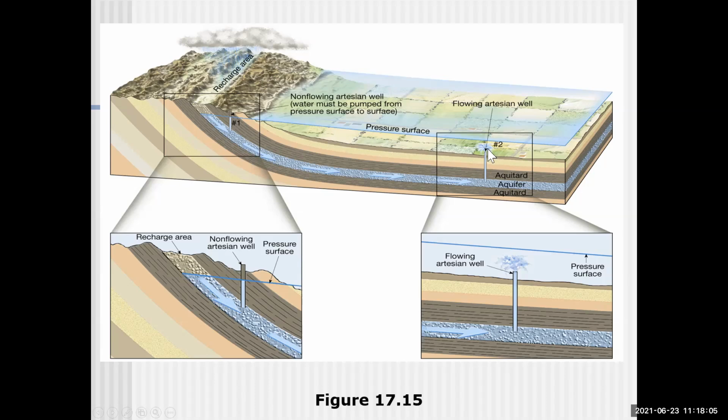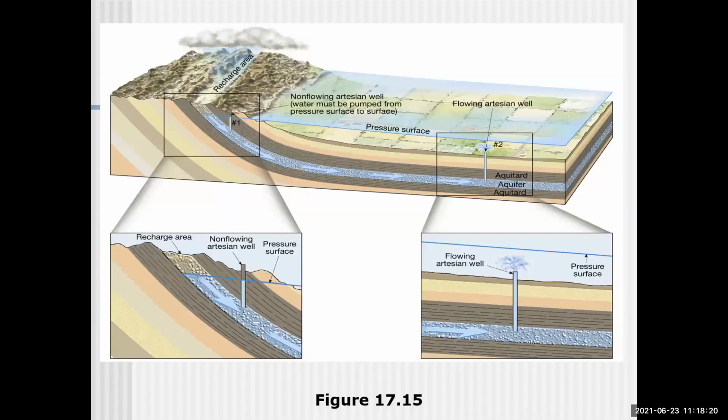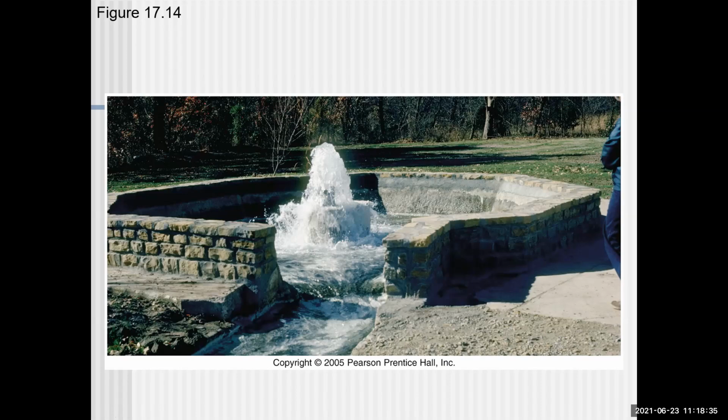We're using gravity to get this water out of the ground. These flowing artesian wells are obviously very popular in that no energy is required. Gravity's doing the work for you. You can get this water to the surface and then utilize it. The problem is that these things will only flow for so long until all of that water is depleted. This pressure surface will drop and drop and drop. And once it falls below the top of this well, no more flowing condition, and now you've got to install pumps and all that other kind of stuff, right?